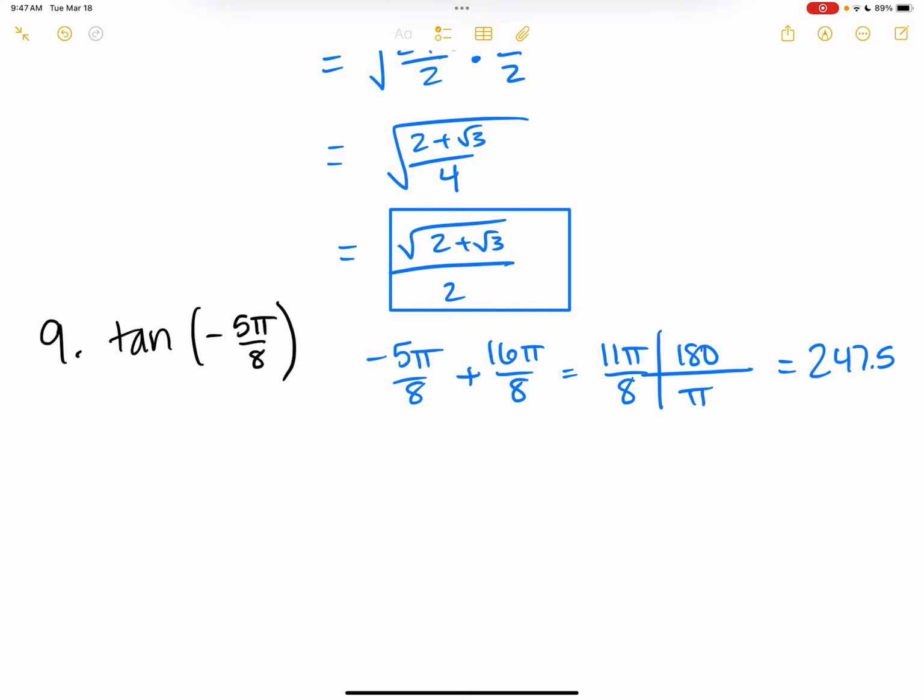Okay, what did y'all say this is? 490. It should equal tangent half of 495.